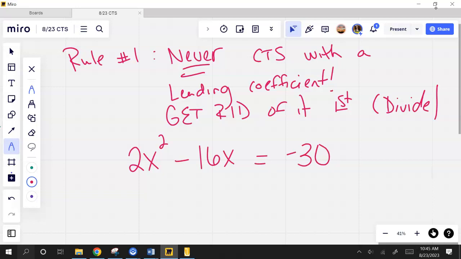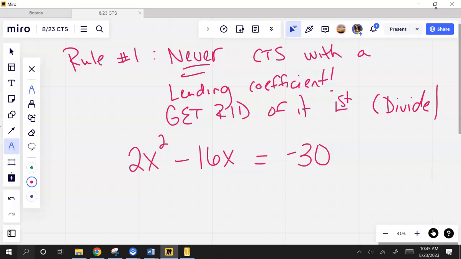My first rule before I ever complete the square is making sure there's not a leading coefficient there in front. What's a leading coefficient? It's the number that sits in front of the squared term. Okay? So here I do have a leading coefficient, right? There's a 2 out there. I cannot complete the square with a 2. 2 is not a perfect square, and 2 is never going to square it, right? I need to get rid of it.